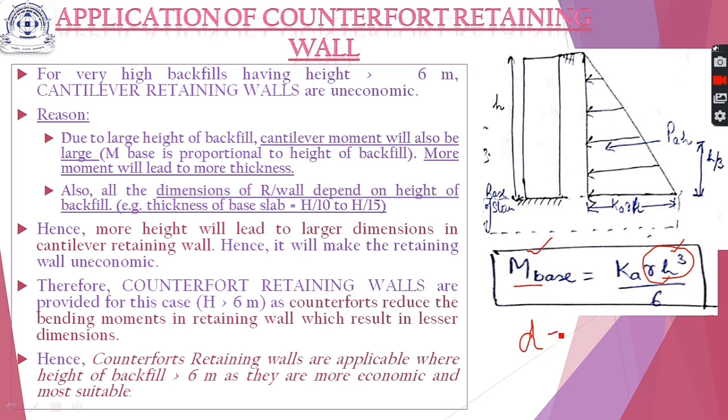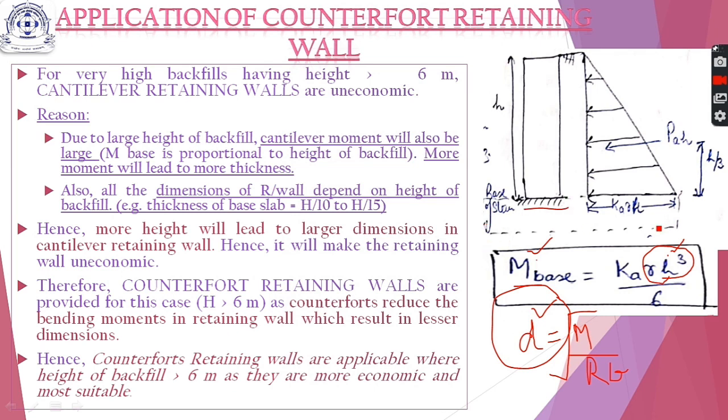Also, you know another relation, that the thickness of the stem at this particular point is found out by d equal to under root M upon Rb. So if the height is more, the moment is more, and d is more. Therefore we can conclude that due to large height of backfill, more moments will result in more thickness, and this will increase the overall weight as well as cost of the retaining wall, as thicker sections lead to more material consumption and bulkier sections, which are not desirable.